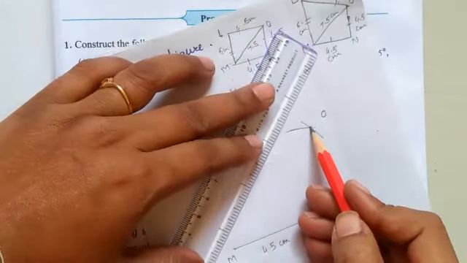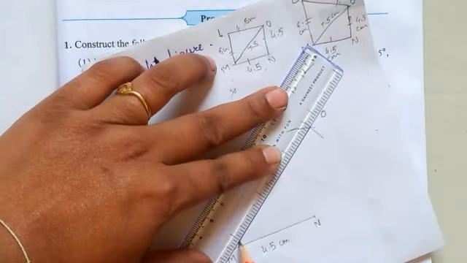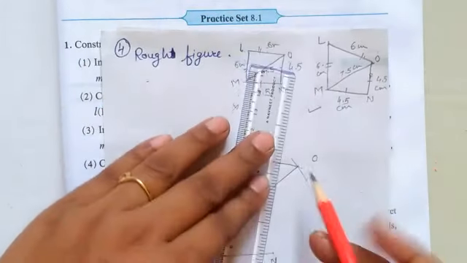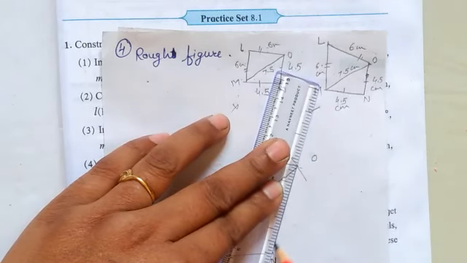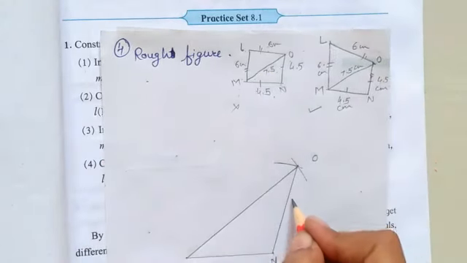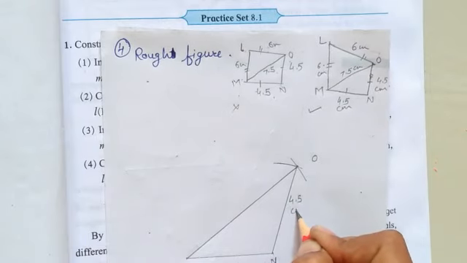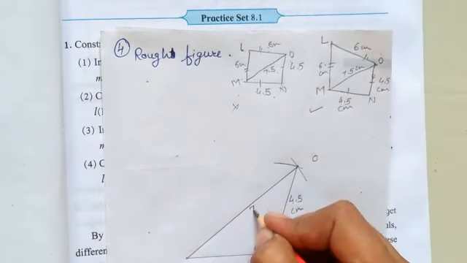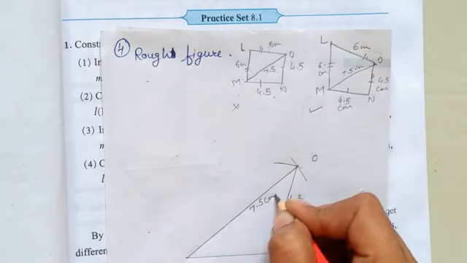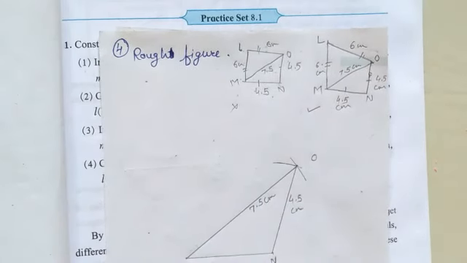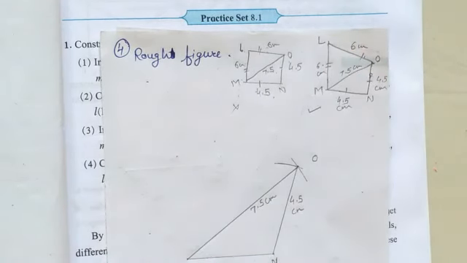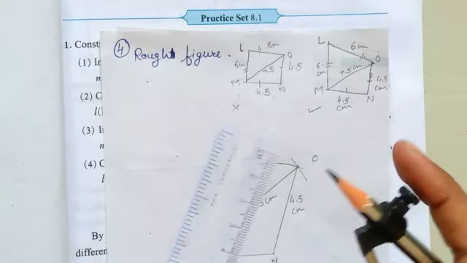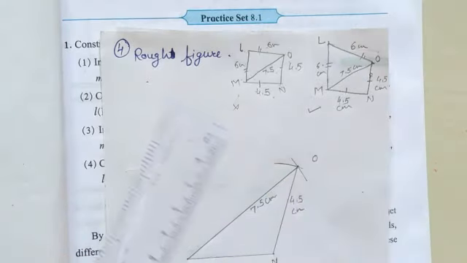So join this point O and M. Join the point O and N also, which is of 4.5 centimeter. And the length of this diagonal is 7.5 centimeter. Like this way we have to write. Now students, we have to find out the point L, which is of 6 centimeter. So take the distance of 6 centimeter into the compass.